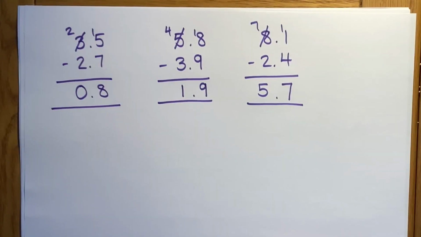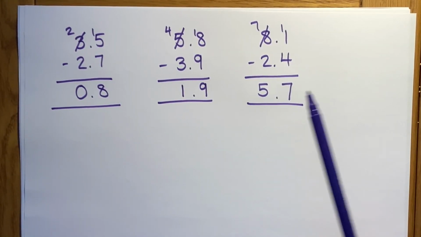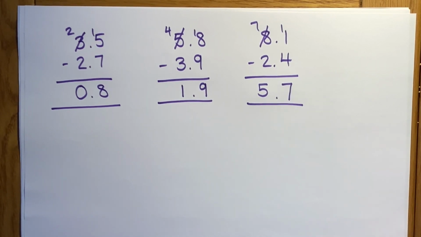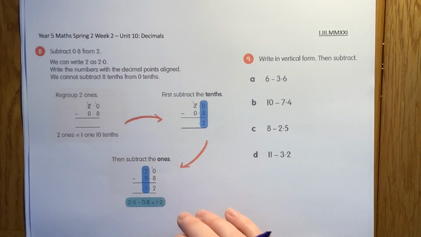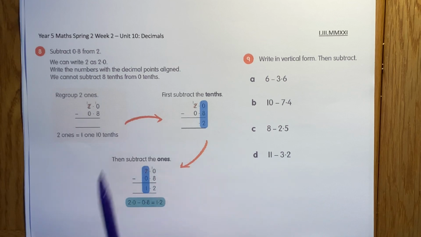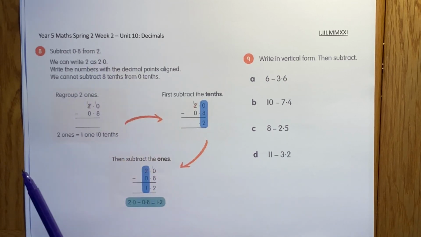There are your answers then from C. So check your answers against mine. If your answer doesn't match, have a look at mine, see if you can work out where you've gone wrong. This is looking at what happens if our numbers don't have the same amount of decimal places. So we've got a whole number here, 2, and we're subtracting 0.8.